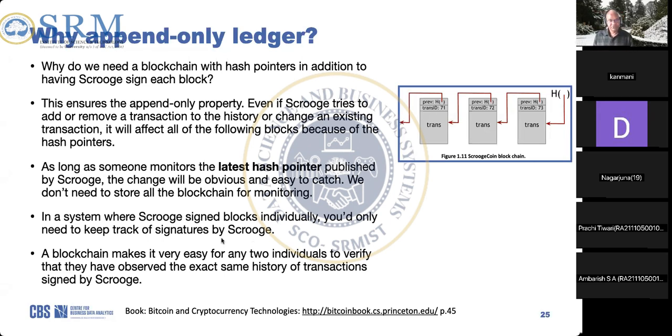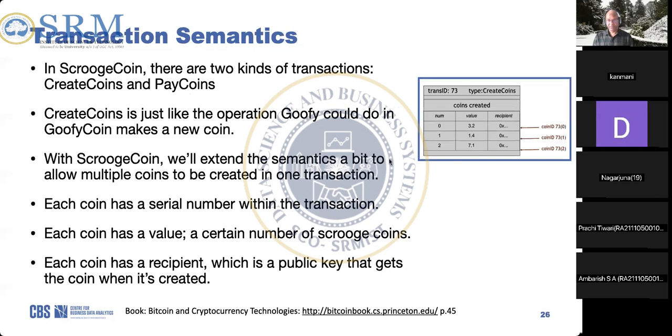So in the systems where Scrooge signs the blocks individually, you'd only need to keep track of the signatures from Scrooge and also the latest hash pointer that will validate all the blocks from the beginning to the end, right? If you keep track of the latest hash pointer, that should be sufficient, and two individuals can independently verify whether the history of the transactions is the same or not. So that gives us the append-only ledger this time. Okay, any questions on that?